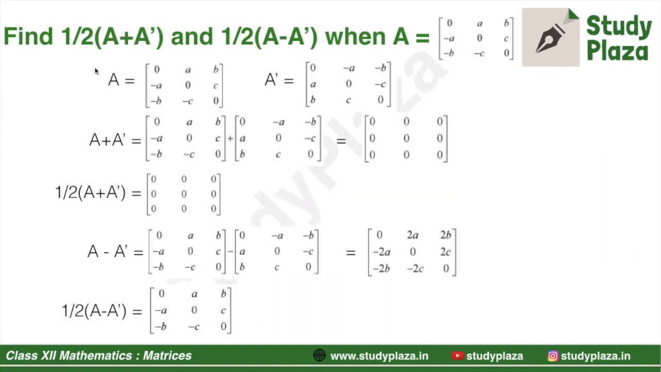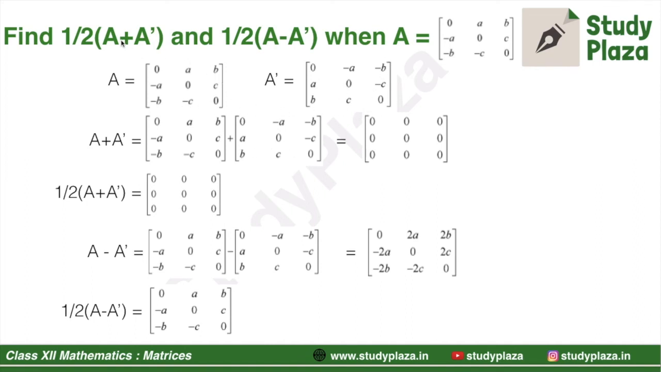This is the second question. We are to find half of (A plus A dash) and half of (A minus A dash), and matrix A is a matrix of 3 into 3 order, that is there are 3 rows and 3 columns. So let us first find the value of A dash by changing the rows to columns of matrix A. The first row is 0, a and b, which will be the first column of A dash, that is 0, a and b. The second row will become the second column, the third row will become the third column.